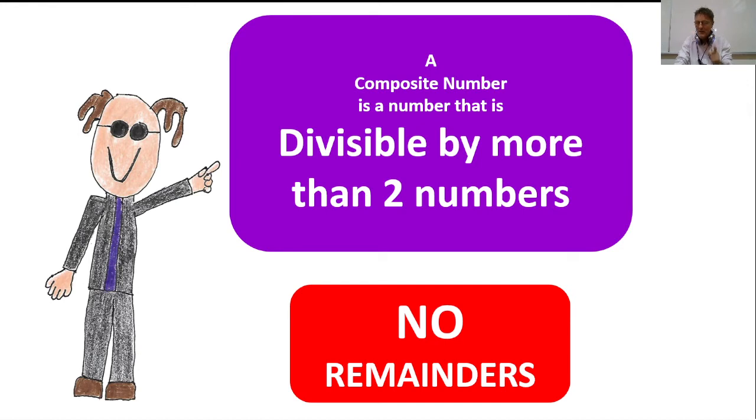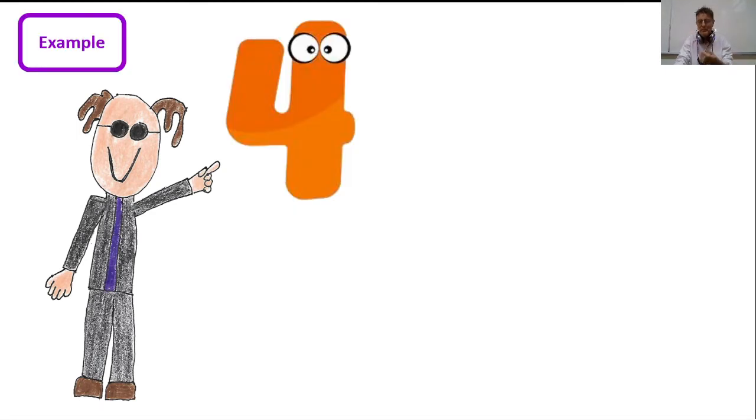Remember last lesson? No remainders. No remainders. Okay, so I will give you an example. Number 4. Now, number 4 can be divided by 1. 4 divided by 1 equals 4. All numbers can be divided by 1, whether it's 1 or 1 million.